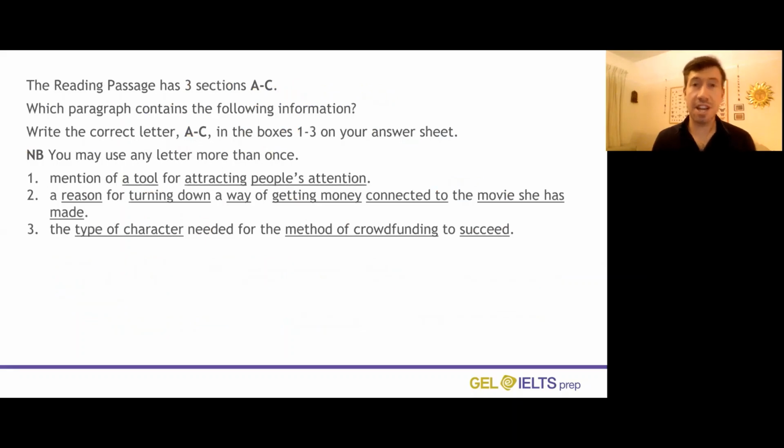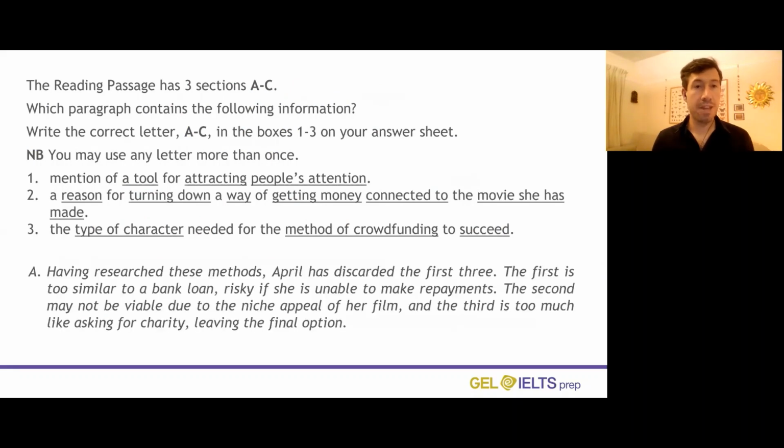So here's the underlined questions. And here is paragraph A. Now, what I'd like you to do is look at the question below the video and answer which of these 3 is contained in paragraph A. I'm going to give you 10 to 15 seconds to try that.